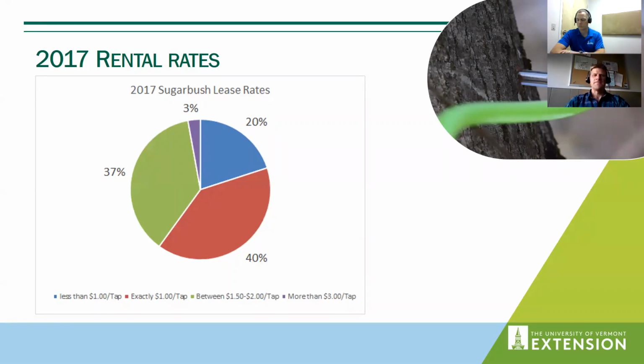So maybe we should have led with this, but if you're asking, people want to know what the average tap rate is, dollar per tap for sugarbushes in Vermont, it's a little bit like asking what's the average house value in Vermont or some other state. It gets you sort of in the neighborhood, but it definitely does not get you to a precise number. You just have to understand where you fall and how competitive that area is.